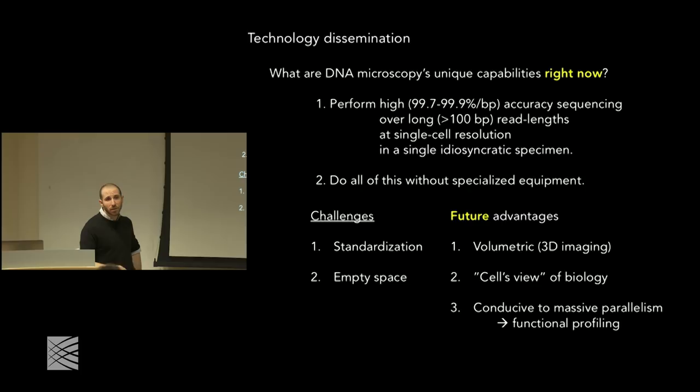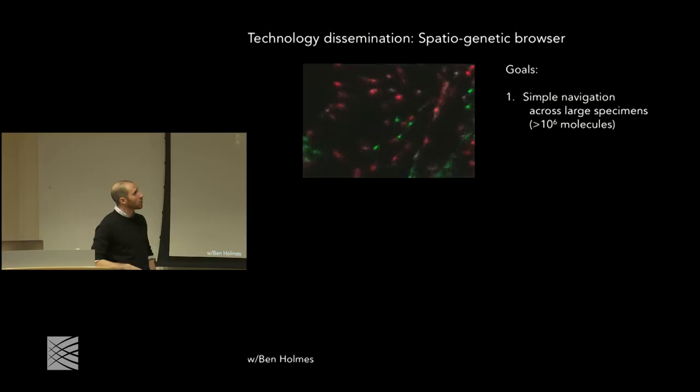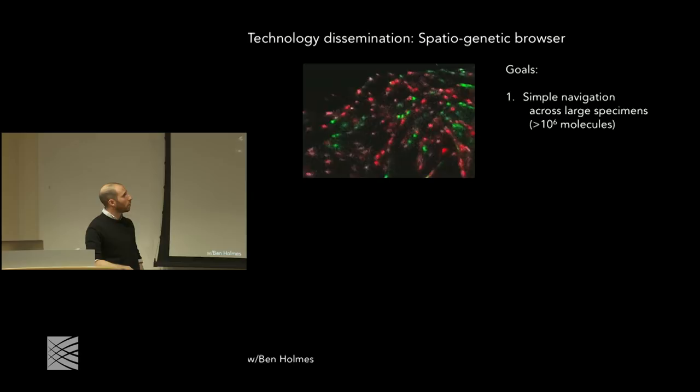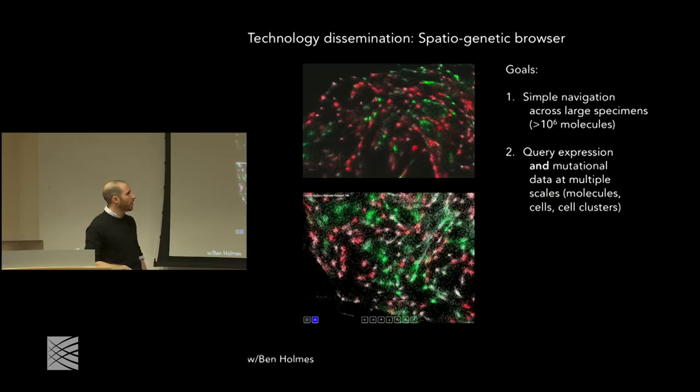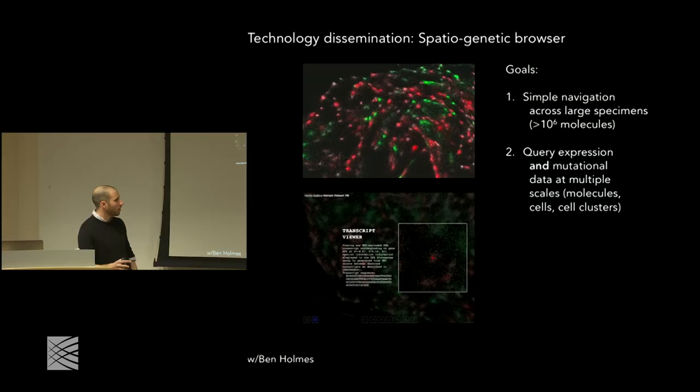And more recently, with my colleague Ben Holmes, we've been working on developing a spatio-genetic browser that will allow us to perform simple navigation across large samples, on the order of a million molecules or more. This is a screenshot video of the alpha version of this browser that we've been developing. I don't know if you can see much there, but the point is that you can go in and query individual molecules within the DNA microscopy data set, be able to query individual sequences.